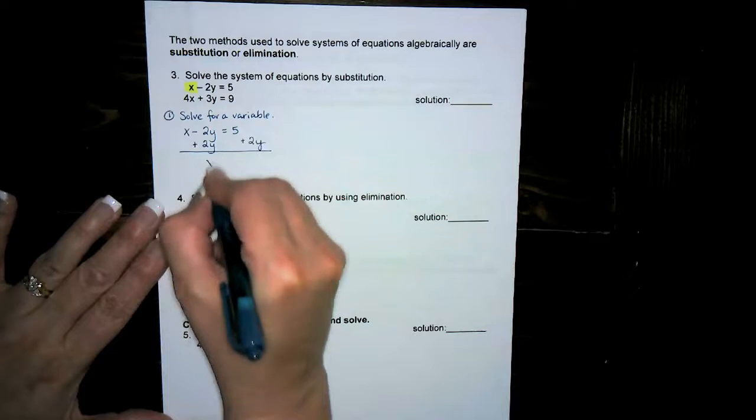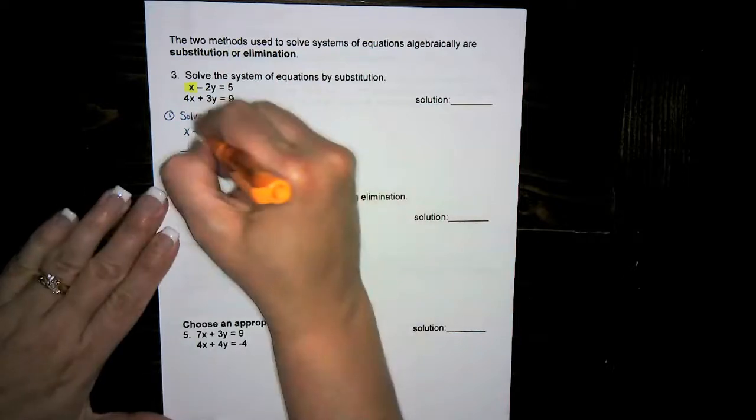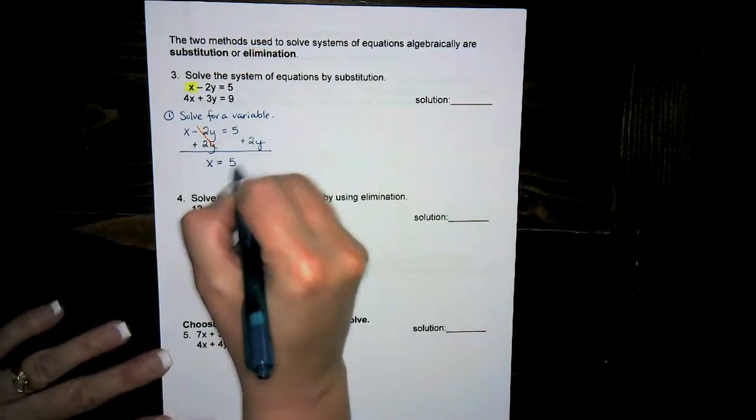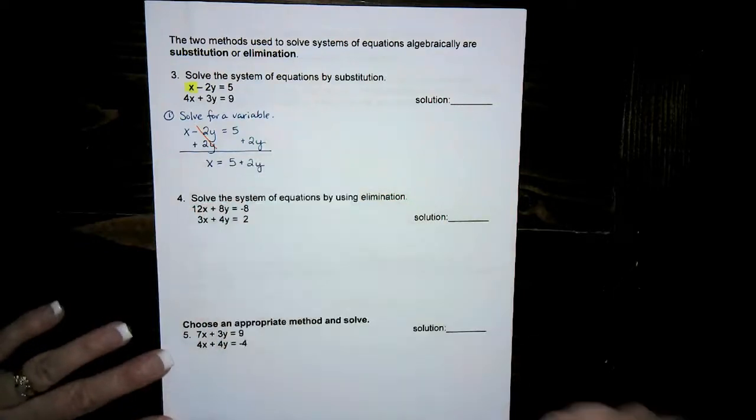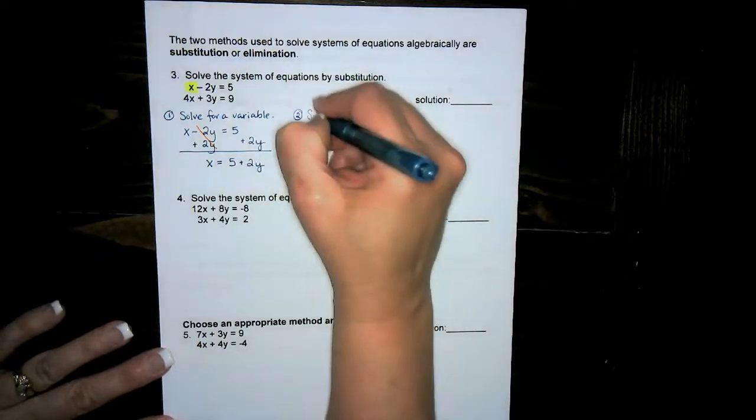And that leaves me with x equals, now my minus 2y and my plus 2y go away. And I'm left with x equals 5 plus 2y. Okay. Step 2 then is to substitute.